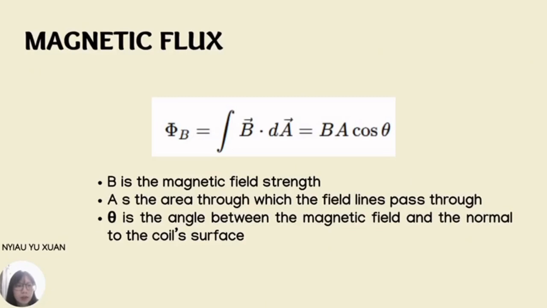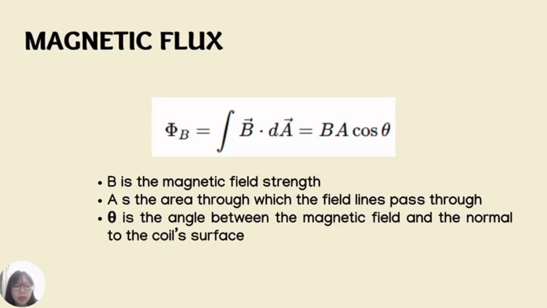Magnetic flux phi B is defined as the total magnetic field passing through an area. In its general form, magnetic flux is defined by the equation phi B equals the integral of B dot dA, where B is the magnetic field and dA is a small element of the surface area. If the magnetic field is uniform, the equation simplifies to phi B equals B times A times cosine theta. B is the magnetic field strength, A is the area of the coil, and theta is the angle between the field and the normal to the surface.